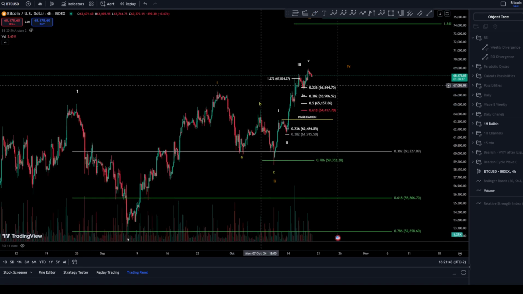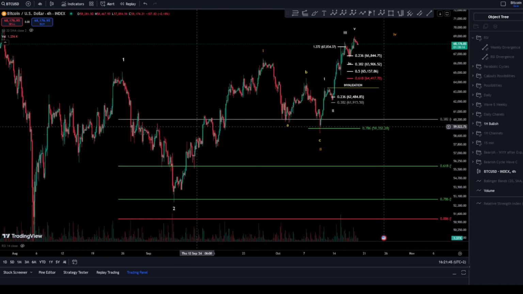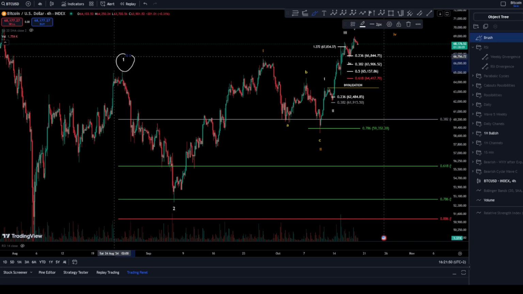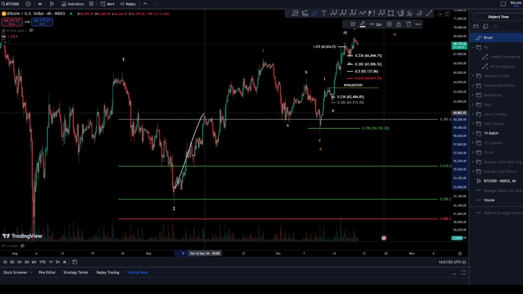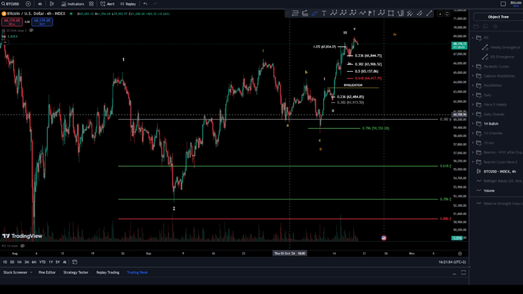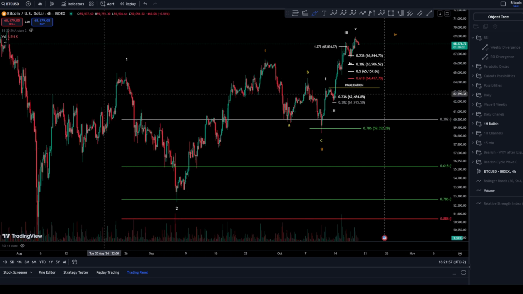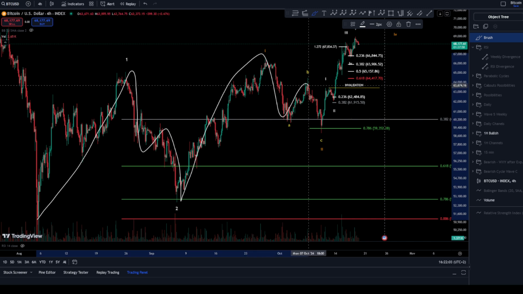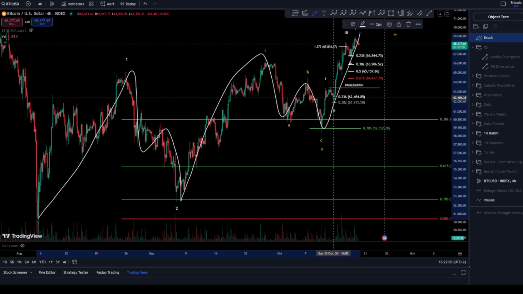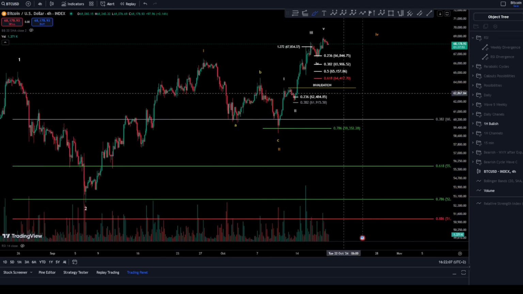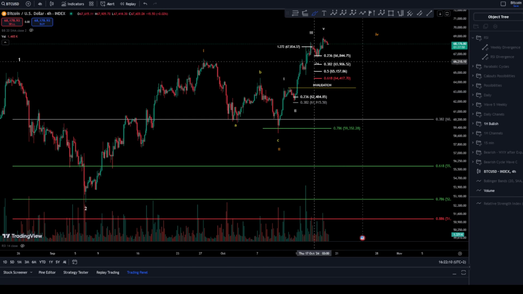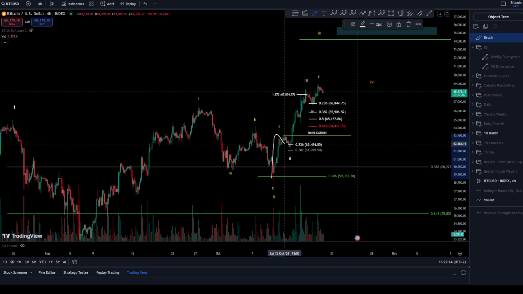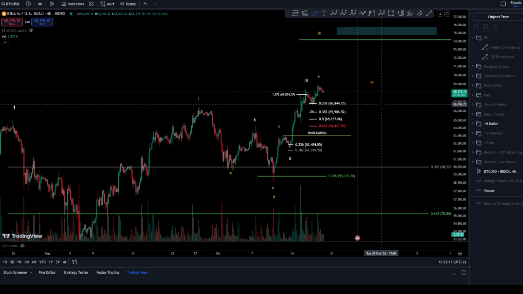Now looking inside this wave, as you can see, we can already count an impulse here, or even with this one here, or even in this one we can count an impulse. Therefore we have a structure of a diagonal with 5, 3, 5, 3, and one more wave with 5. That means you want to see in this wave a total of 5 waves: 1, 2, 3, 4, and a 5.